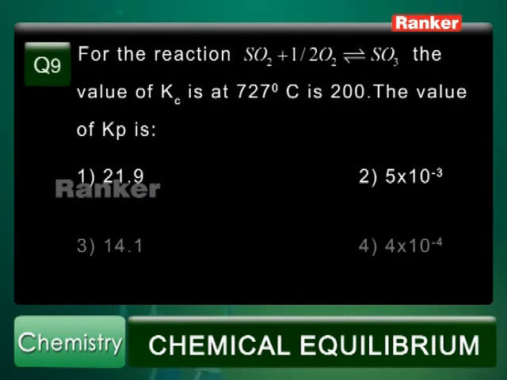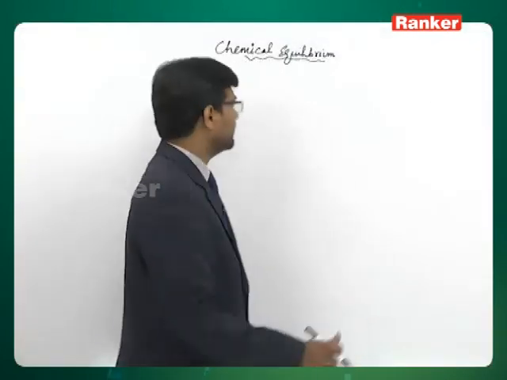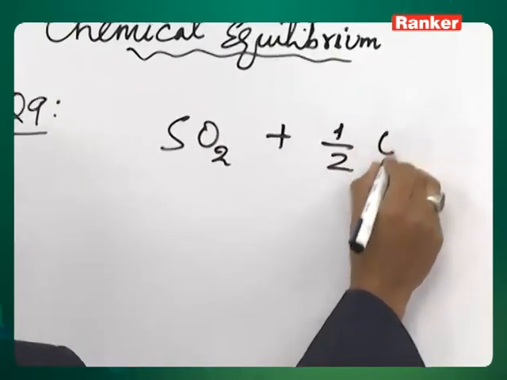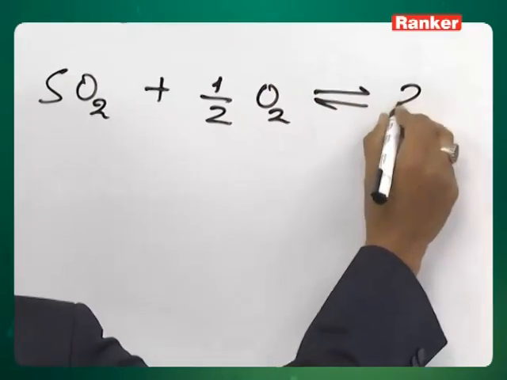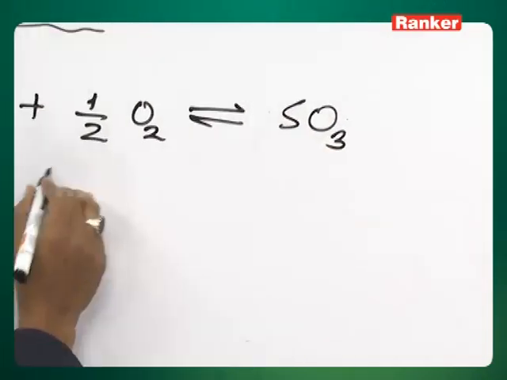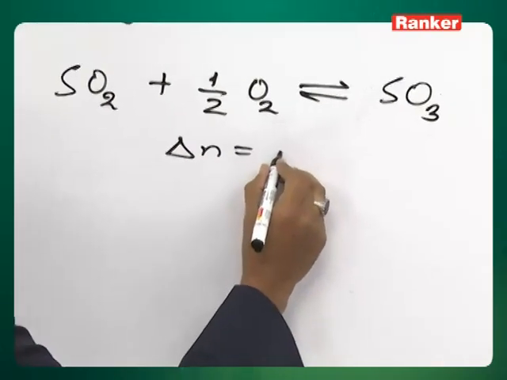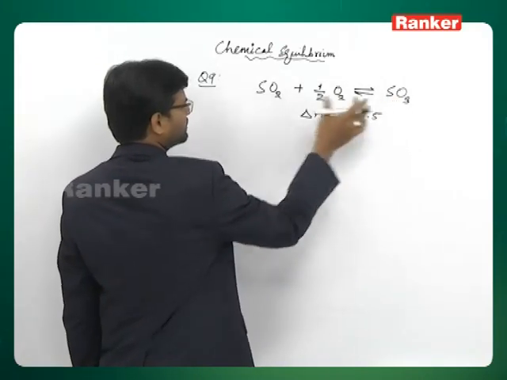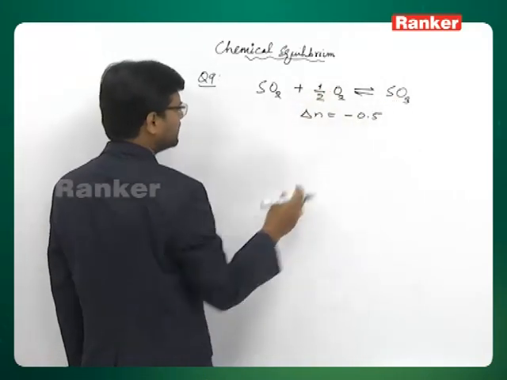Question number 9. For the reaction SO2 plus half O2 gives SO3, the value of Kc at 727 degrees Celsius is 200. The value of Kp is asked. Look at this equation: SO2 plus half O2 gives rise to SO3. For this, delta n is minus 0.5. Total moles of gaseous products minus total moles of gaseous reactants comes to minus 0.5.